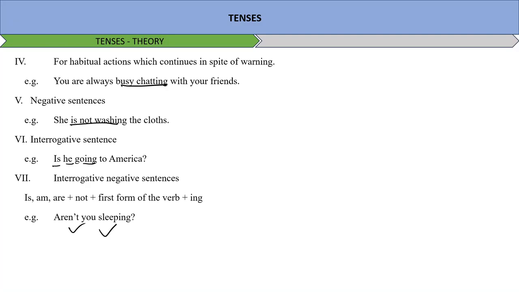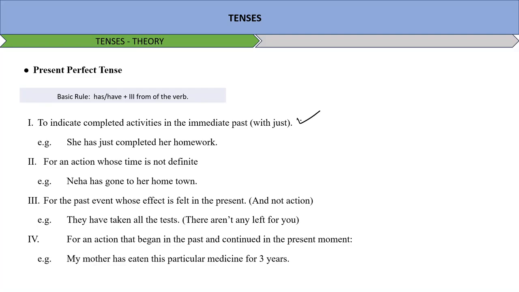Okay, next. When do we use present perfect? It is used to indicate completed activities in the immediate past. For example, you just completed something, and how will you say that? She has just completed her homework. For an action whose time is not definite: Neha has gone to her hometown.